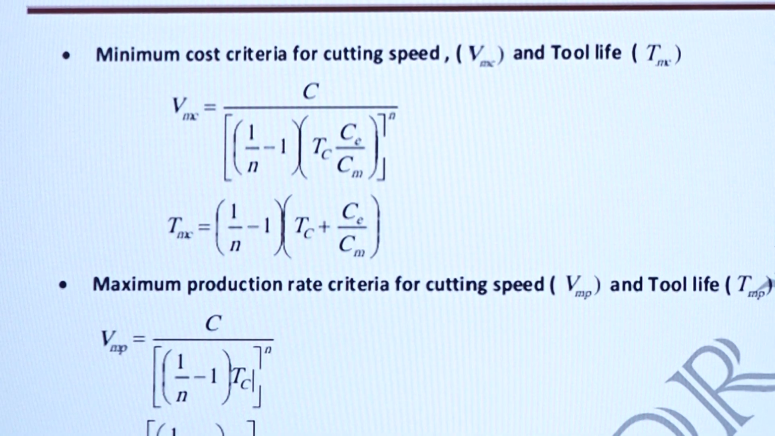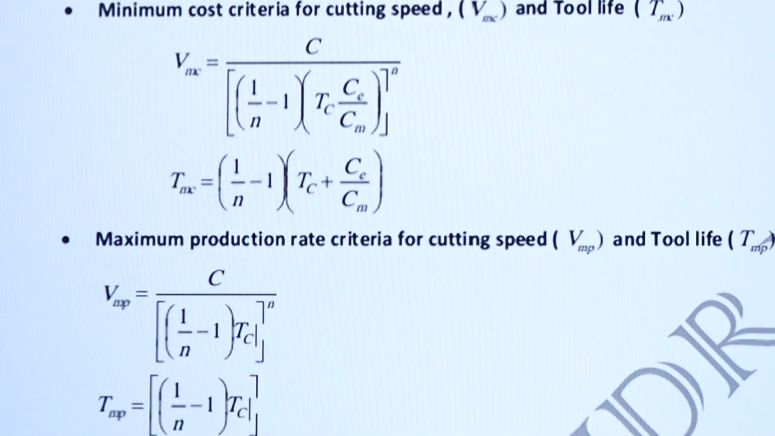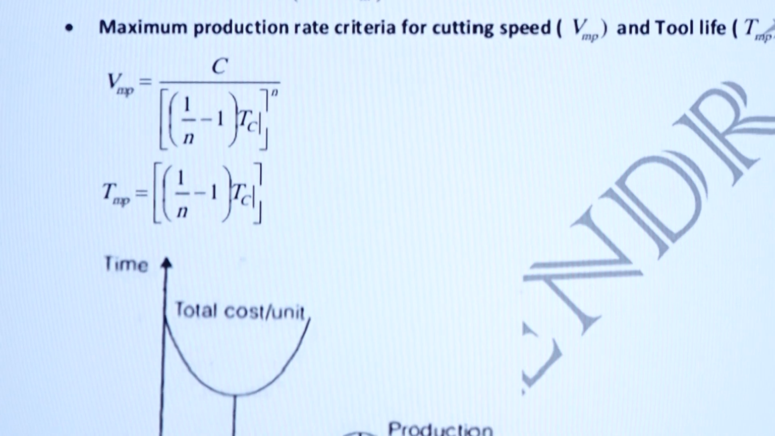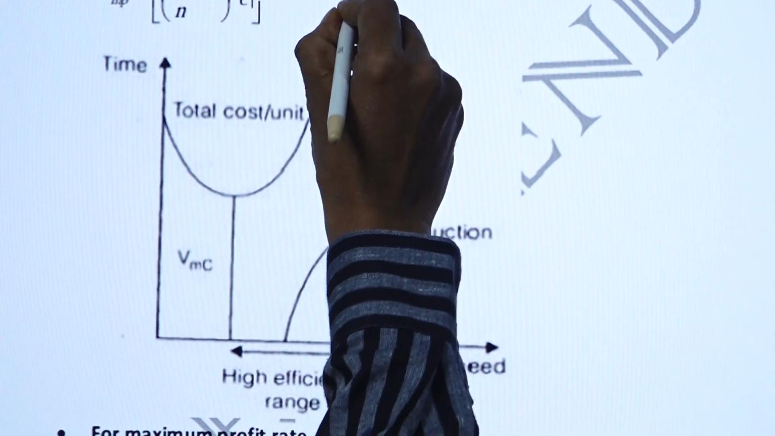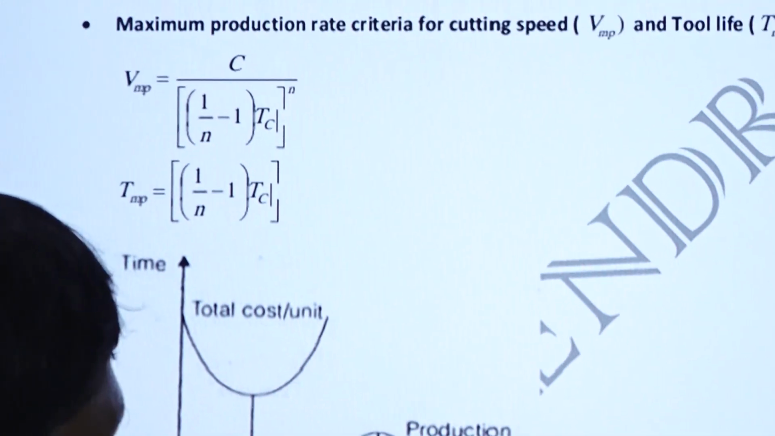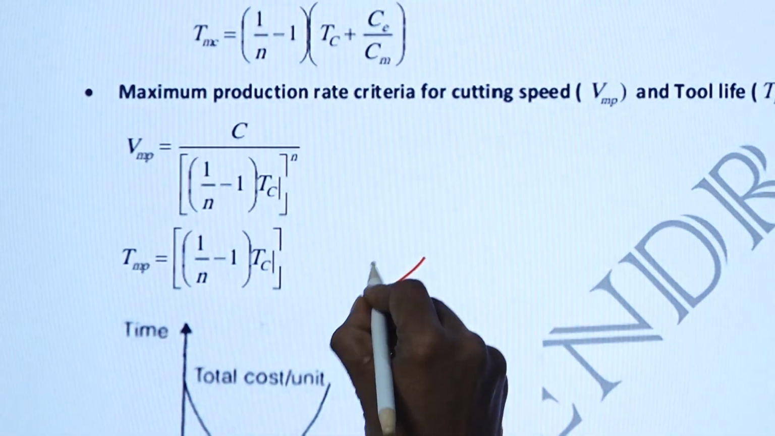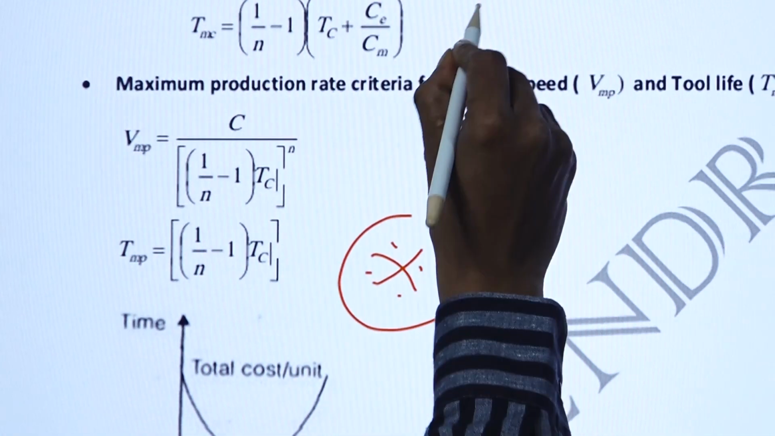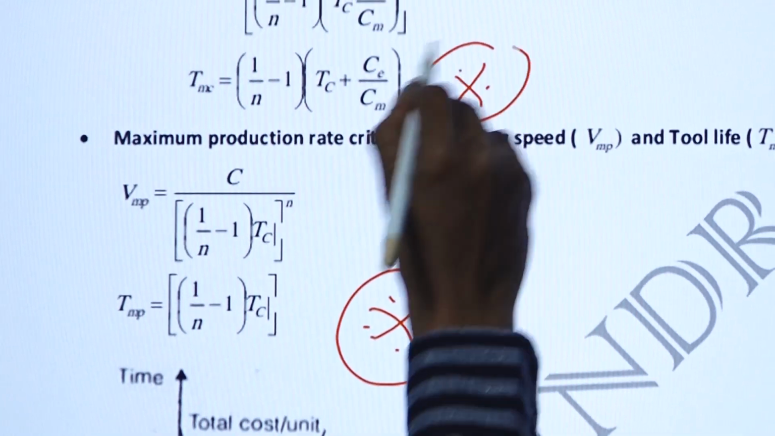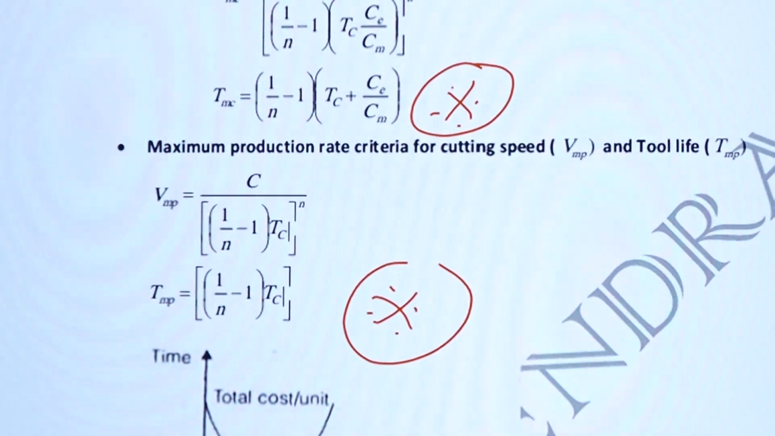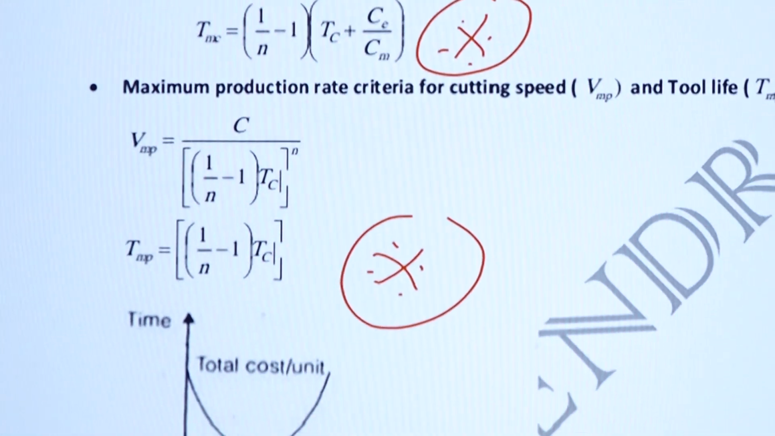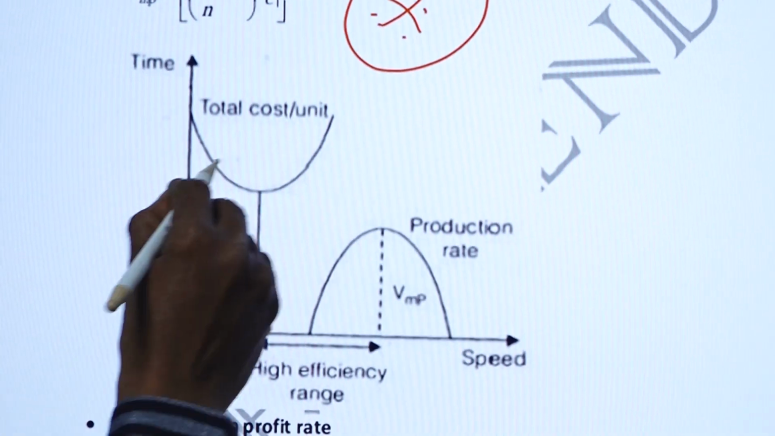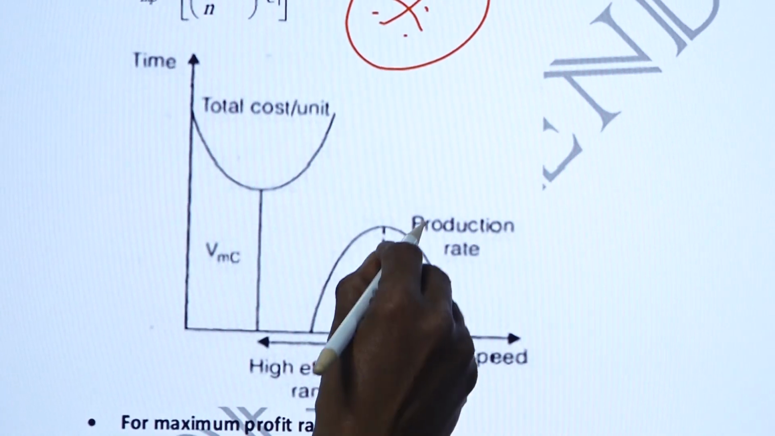Similarly, we are having 6 different formulas. These formulas can be used to find out the optimum velocity and the optimum tool life. Among these formulas, this formula is important, and this formula is important. So this is for maximum profit rate. It will become like this. So you should find out the minimum total cost and maximum production.